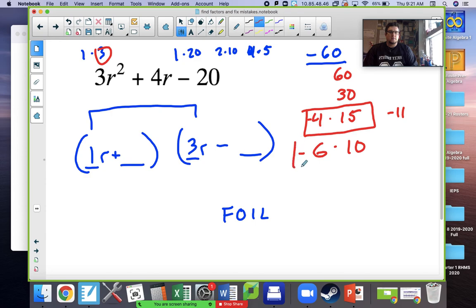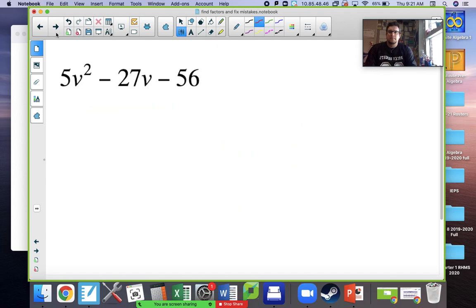There is our factors that we end up needing. So let's practice on one that's not as simple as this one. 60, we could probably have made the whole list and gone with it. This one. 5 times negative 56 is 280, and in this case, negative. So I'm going to need two factors that multiply, but we're going to end up subtracting to negative 27.